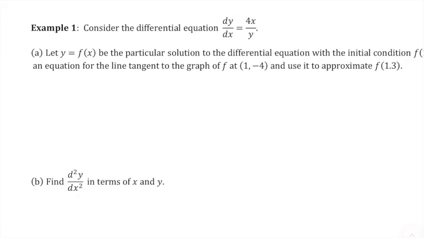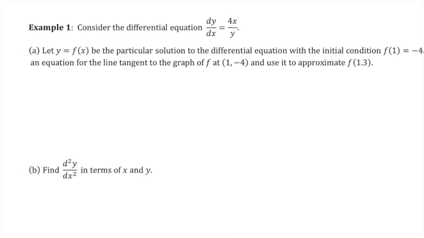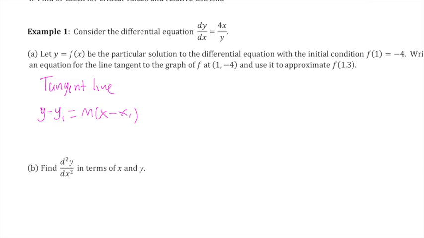If you look at example 1, it gives us the differential equation. We're going to use a tangent line to approximate the value at 1.3, so we're going to write the equation in this form. Remember that your slope is equal to the derivative, and we have a point to plug in for x and y. So the slope is the derivative at the point. Let's substitute 1 for x and negative 4 for y. So we get that the slope of the tangent line is negative 1.